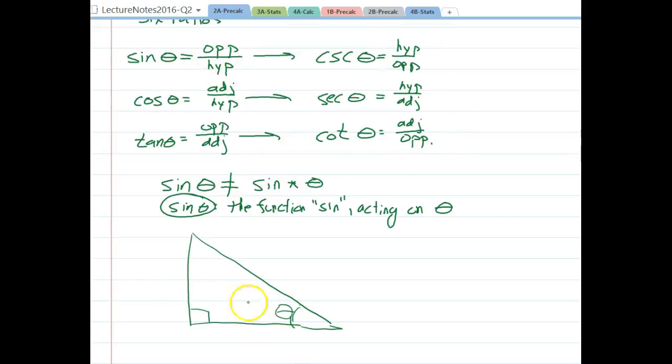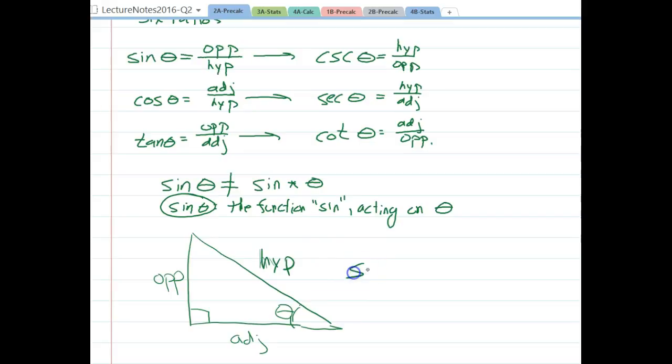If this is theta right here, then this is going to be what we call the opposite side. It's the side that's directly across from the unknown angle. This is the side that's right next to that, so we call that the adjacent side. And this is the hypotenuse. So there is the hypotenuse.